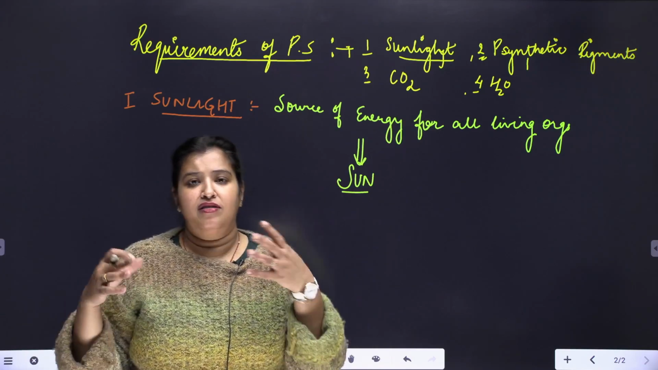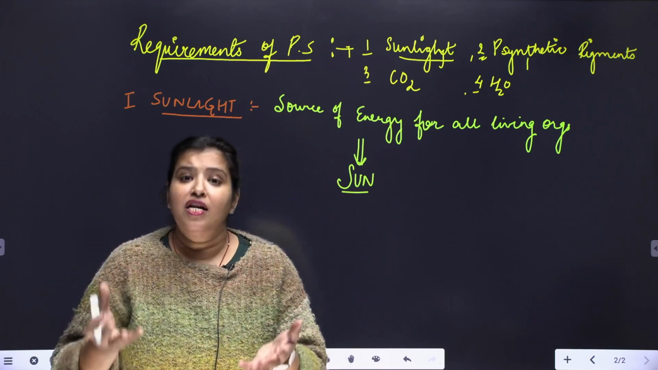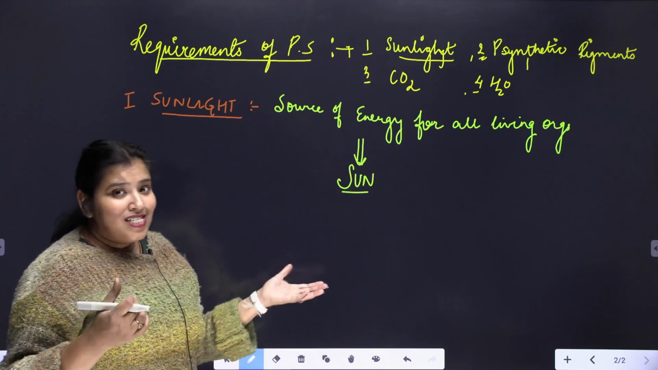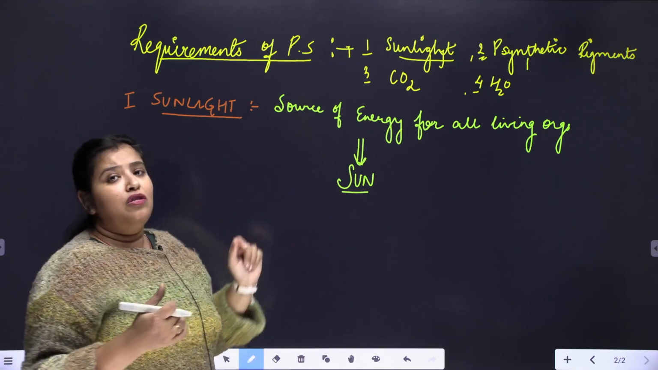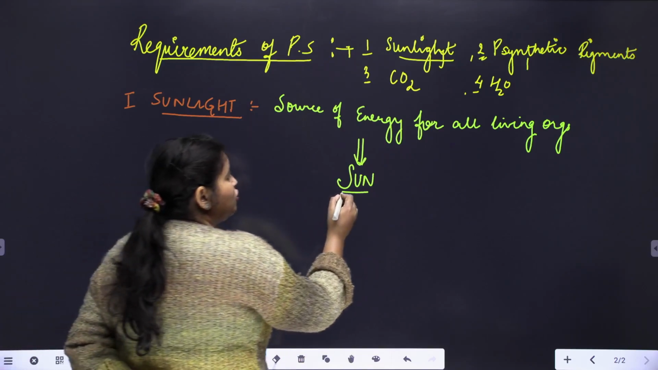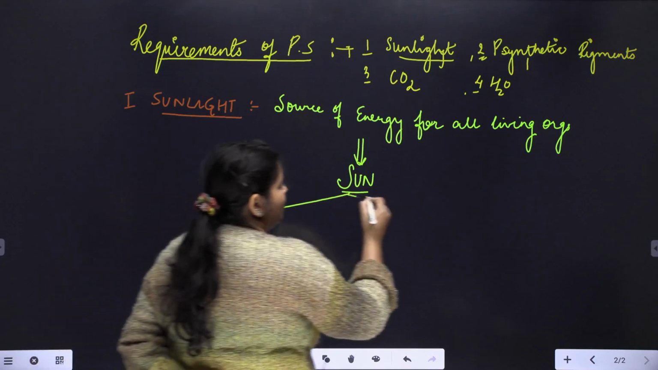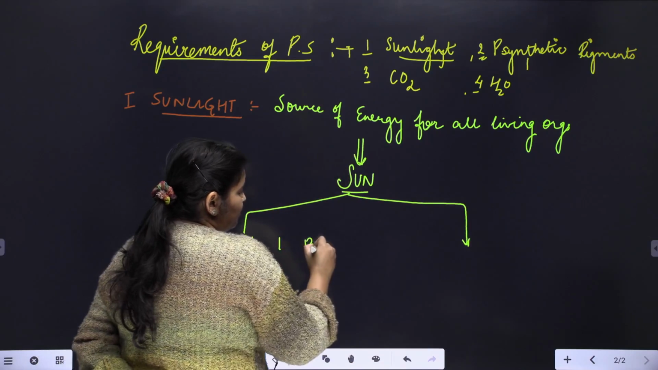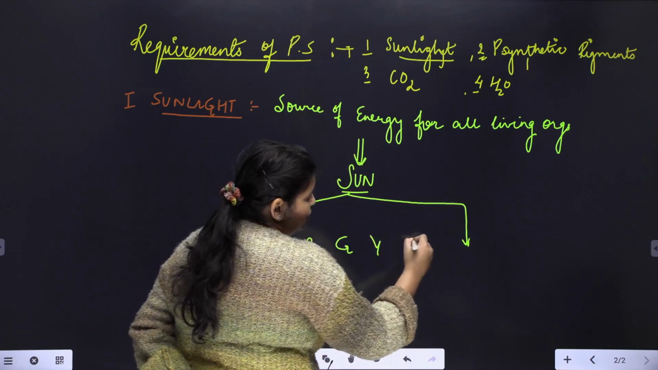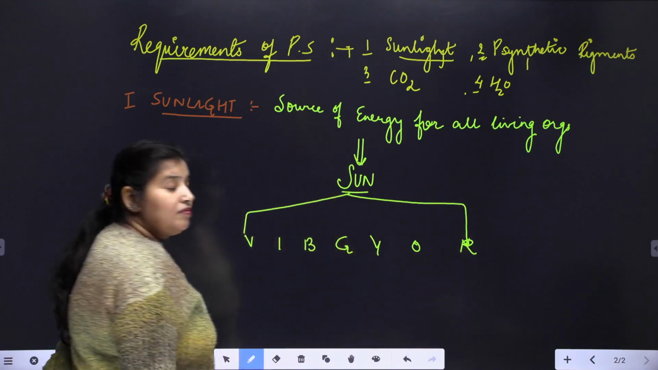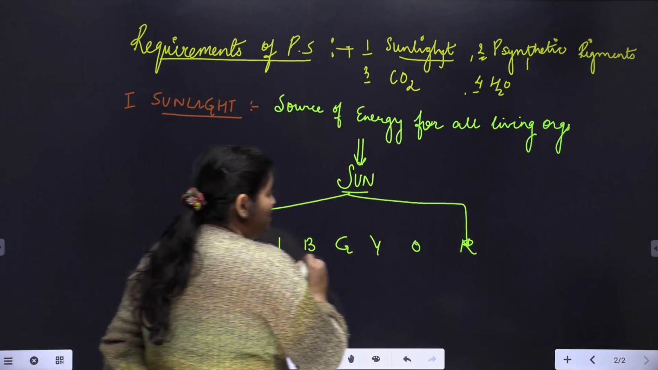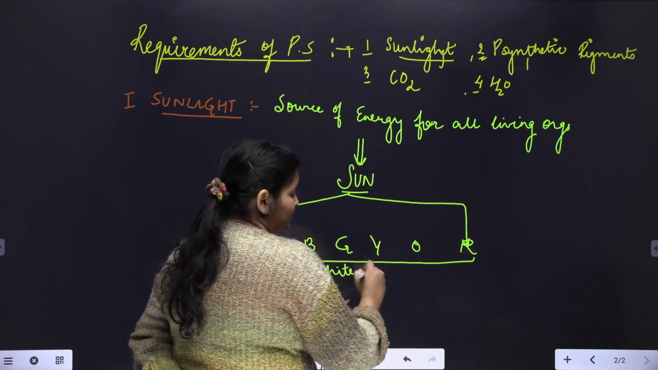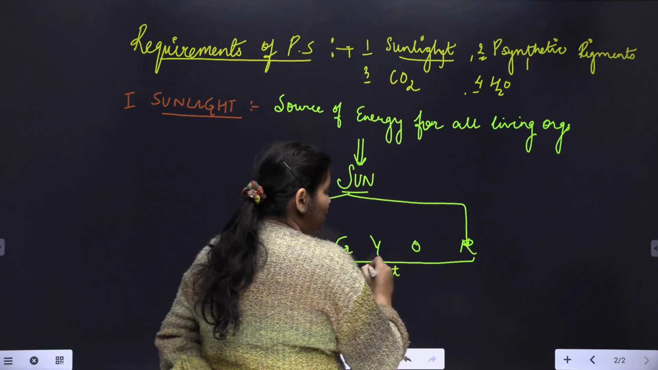Sunlight has many kinds of radiations. There are alpha rays, gamma rays, beta rays, ultraviolet rays, infrared rays, all right? But what we see and what the plants can use in the process of photosynthesis is just a small part, and this part is VIBGYOR. This is what you can see. So this comprises the white light.